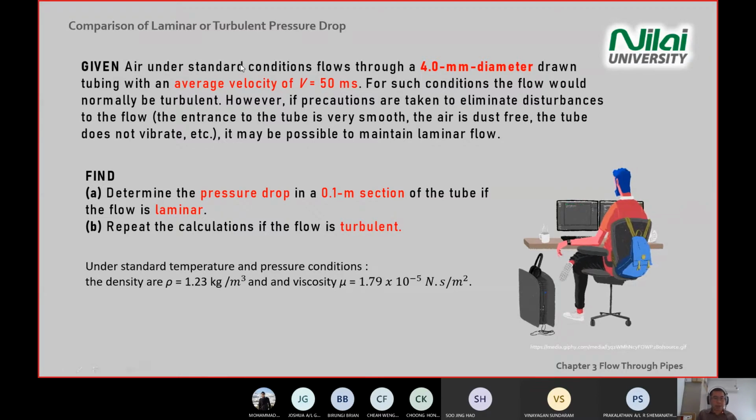If you're doing a comparison and you're using standard condition, this term means you're referring to a standard table, or a property table. So these two values we use when we have the standard condition statement: 1.23 and 1.79 times 10 to the power negative 5, the unit is Newton second divided by meter square.